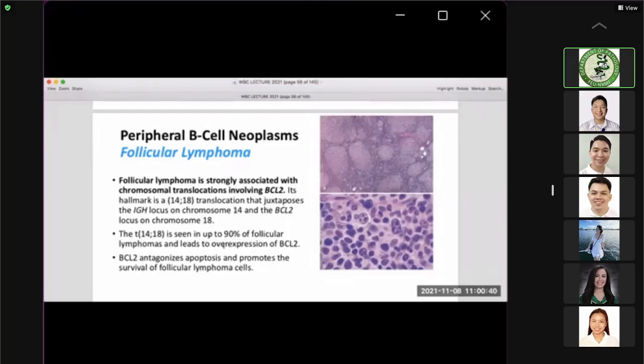Okay, so a lot of them will have translocation in those chromosomes, and BCL2 antagonizes apoptosis and promotes the survival of follicular lymphoma cells. So it arrests apoptosis. That's why tumor cells are surviving.